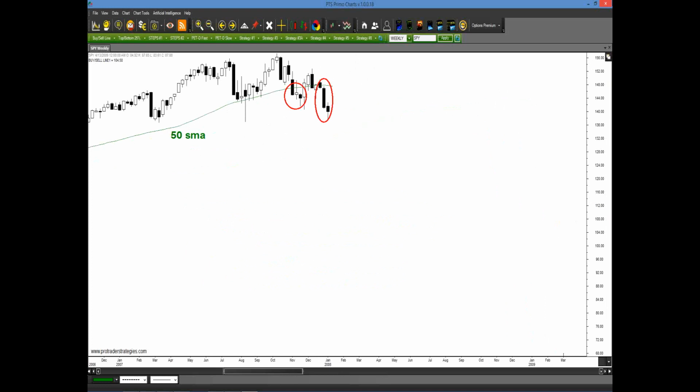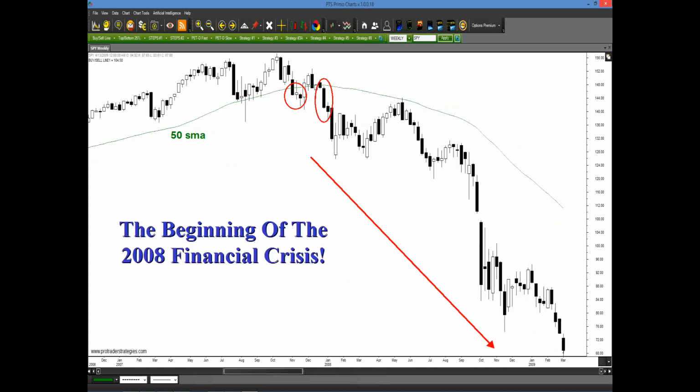You may want to think twice about buying things, or you may want to, even if you're more aggressive, start looking for shorts. That would have been a great idea because this was the beginning of the 2008 financial crisis, okay? The simple tool could have helped you.